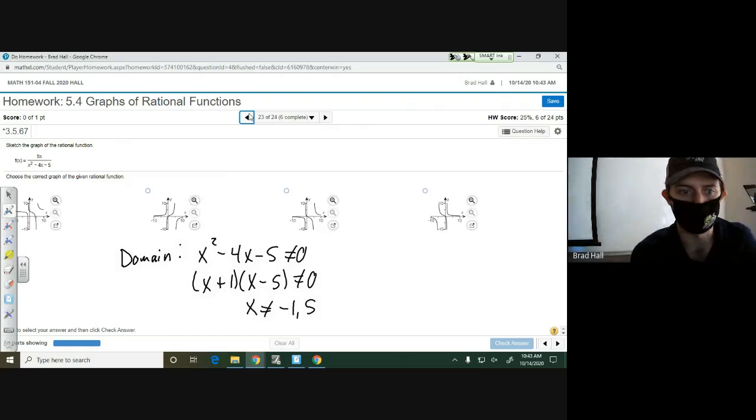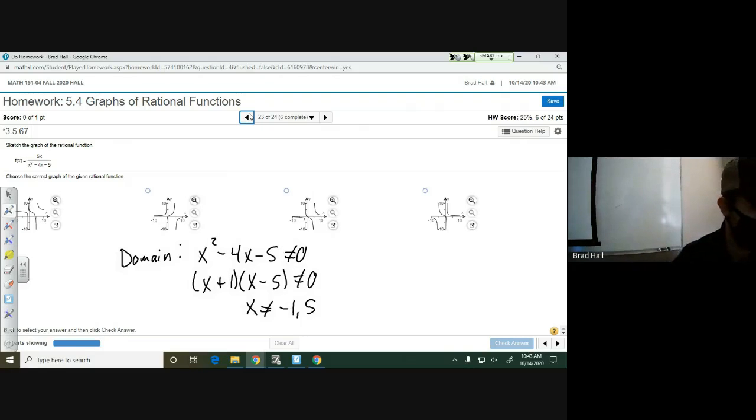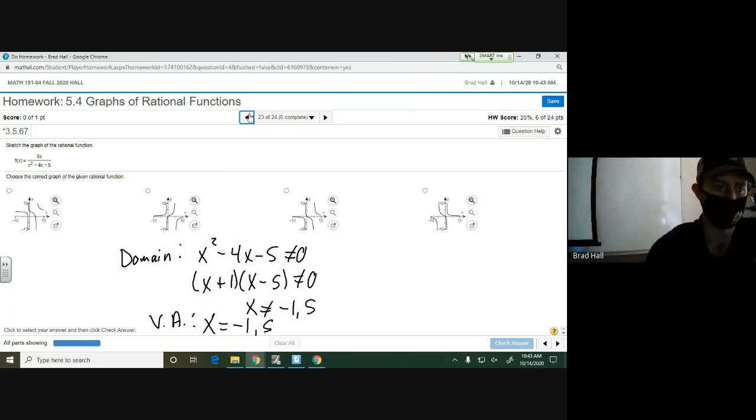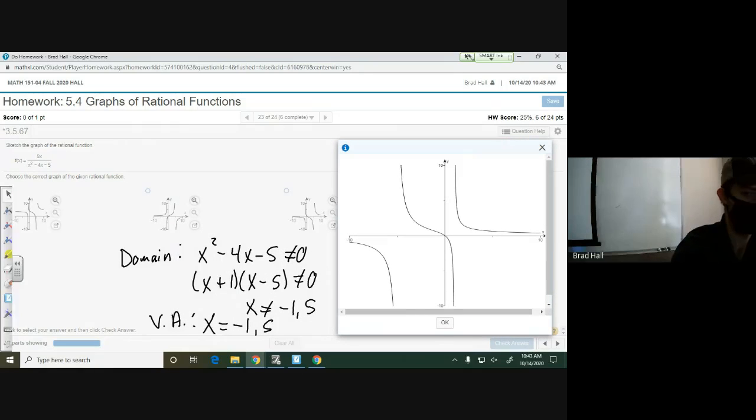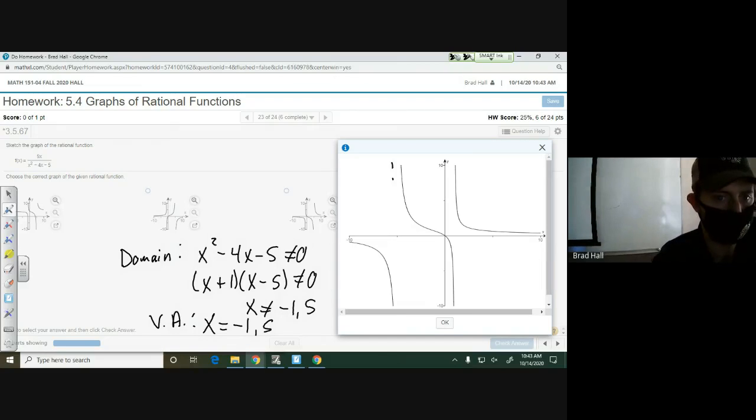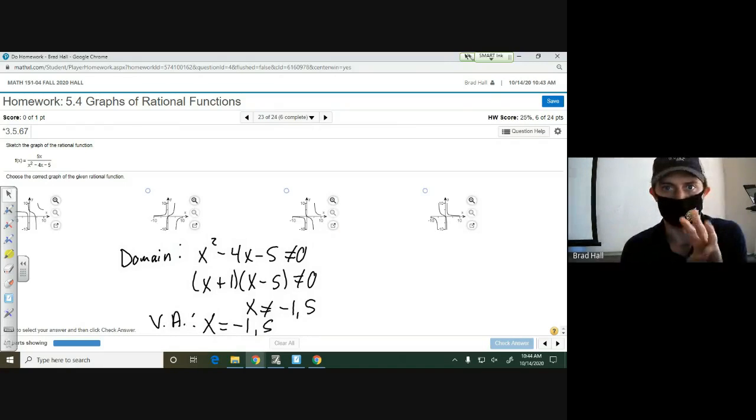So already there's one of these that I'm seeing we can cancel out. Because what this also says is that the vertical asymptote is x is equal to -1 and +5. One of these definitely doesn't work. In particular, it's this last one, because it has asymptotes at -5 and +1. So it has the signs all messed up. So it definitely cannot be this last one. So it's got to be one of the first three.